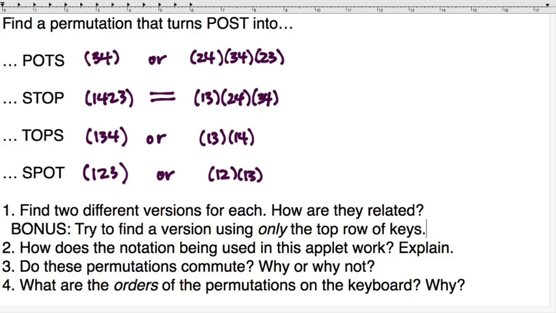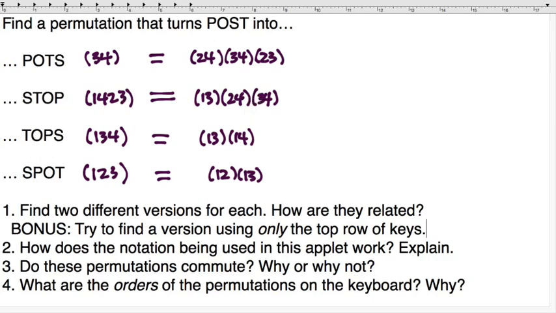Right? Same thing with all these other combinations that we found. Whatsoever permutations and the group in which permutations reside will come to mean for us, however we define it, these combinations of permutations will be equal to those other combinations of permutations. Because at the end of the day, both of these turn post into tops. Both of these turn post into stop, and so on.